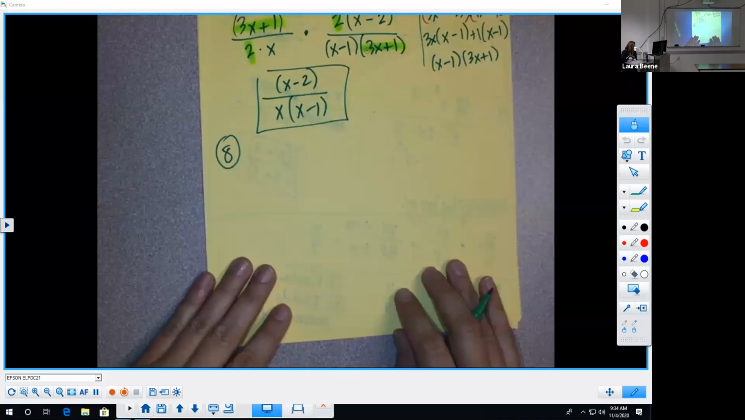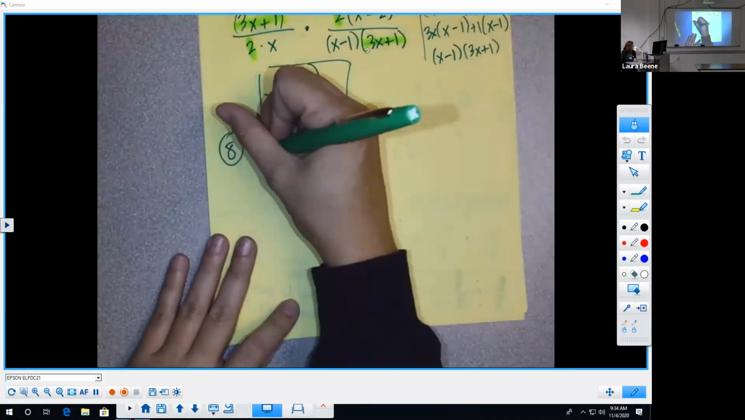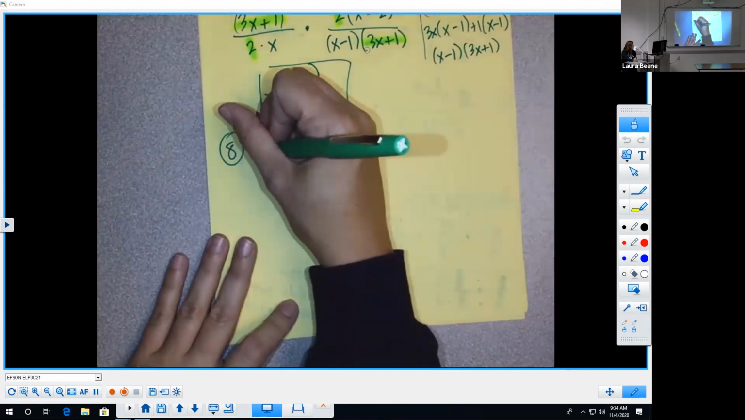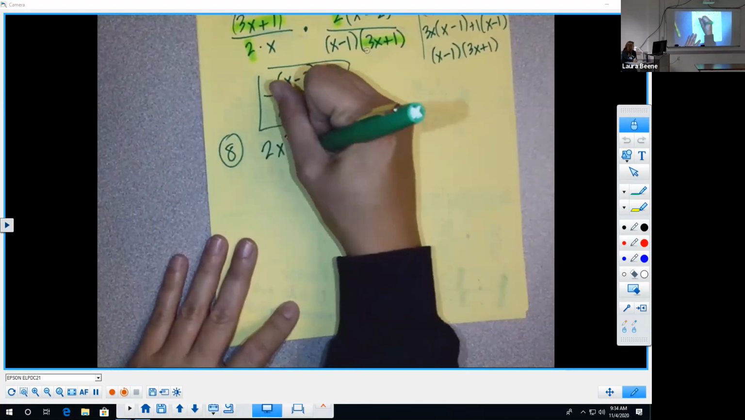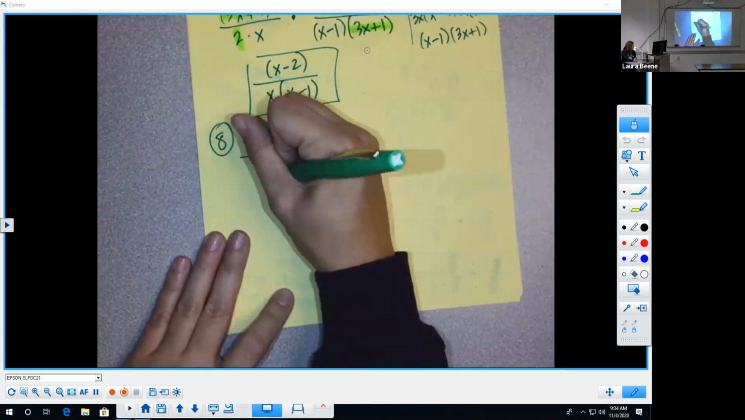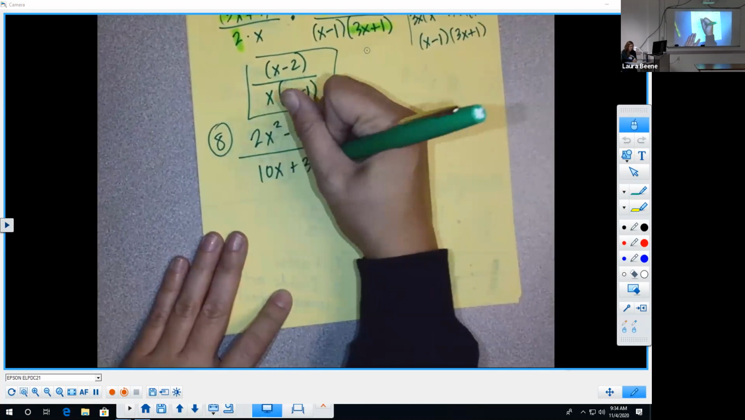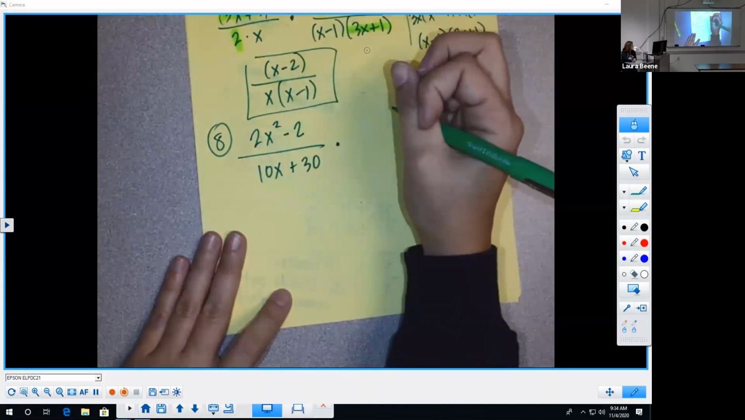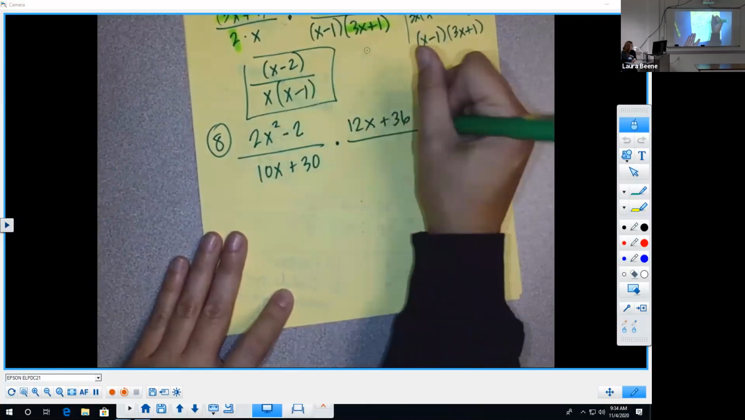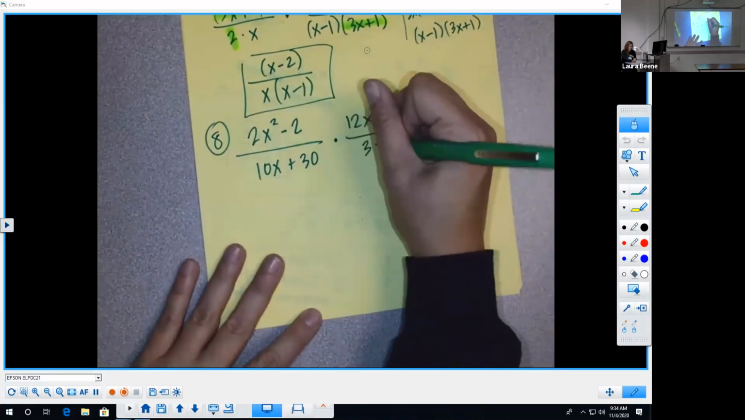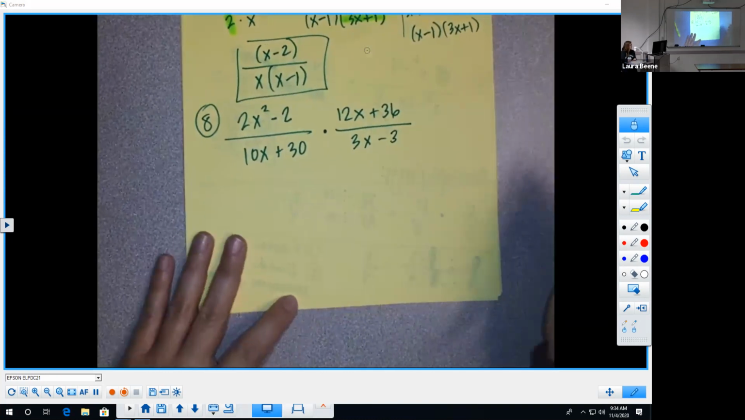What if I had 2x squared minus 2 over 10x plus 30 times 12x plus 36 over 3x minus 3.